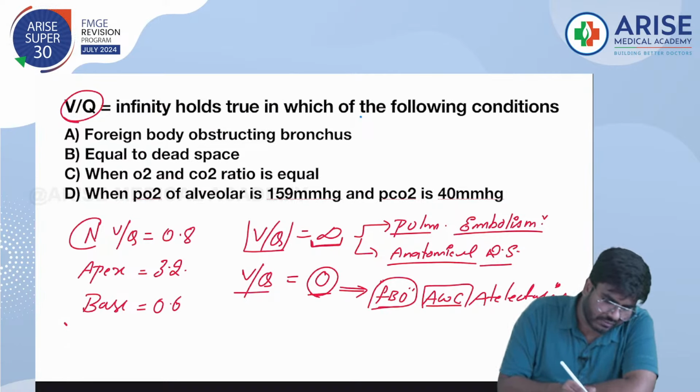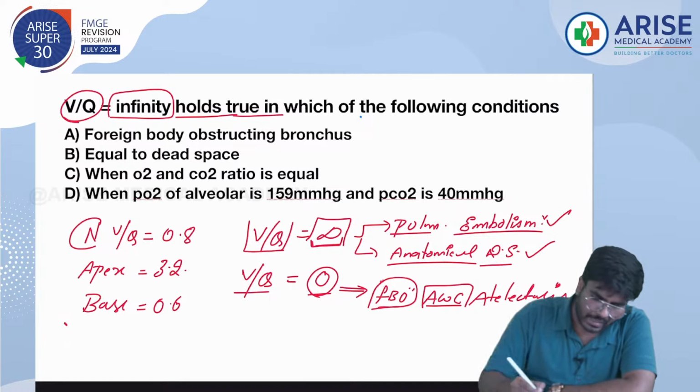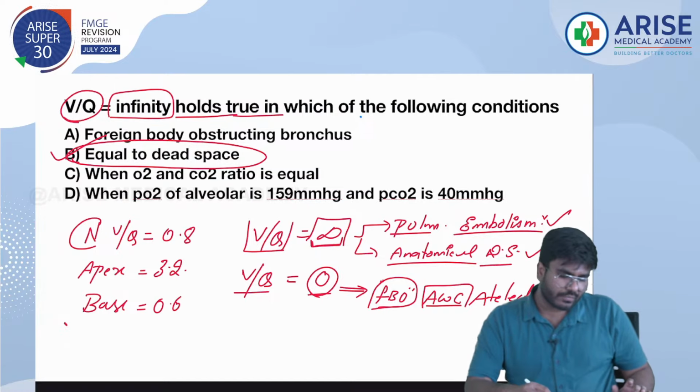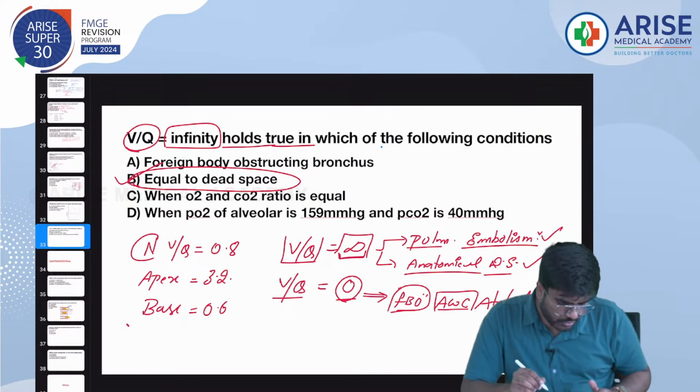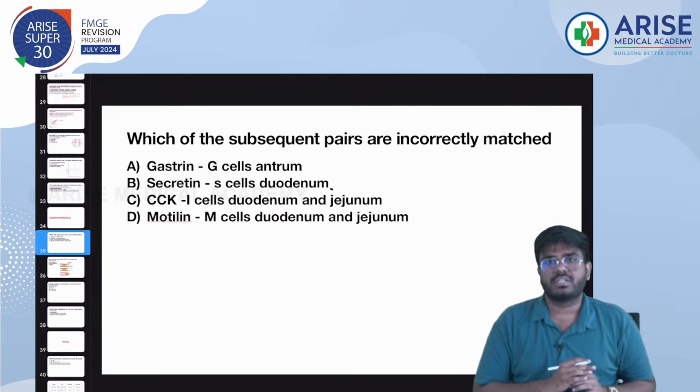So now what is the question? Ventilation perfusion ratio is infinity holds true. You know, infinity is going to be seen in pulmonary embolism and anatomical dead space. Okay, so with this, the important topics which you should know in respiratory are also completed. Now let's discuss gastrointestinal physiology.